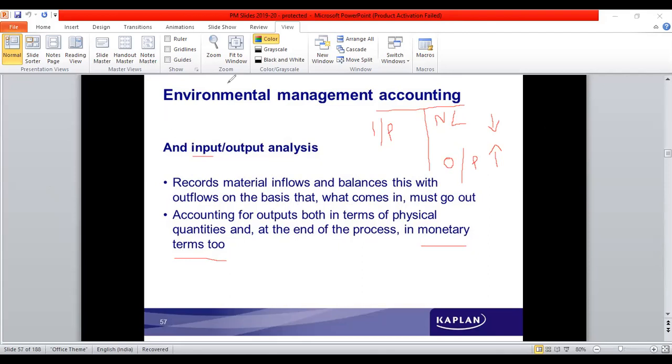Technically speaking, nobody is going to explain to you at that point of time, but it is expected of you that you remember these things because you have to elaborate if a case appears or comes in the exam related to environmental management accounting. Okay.